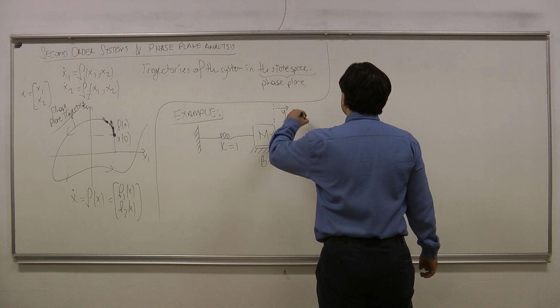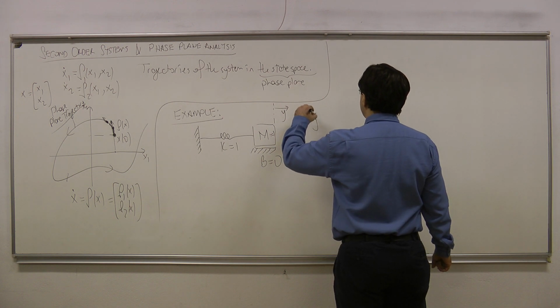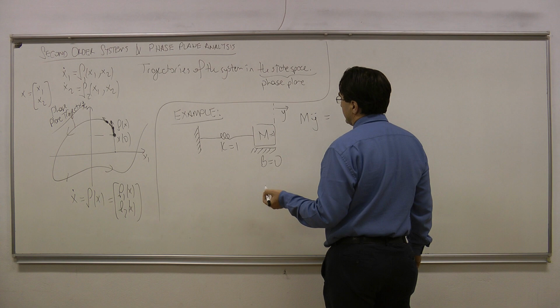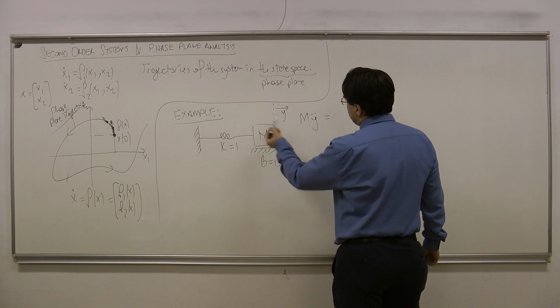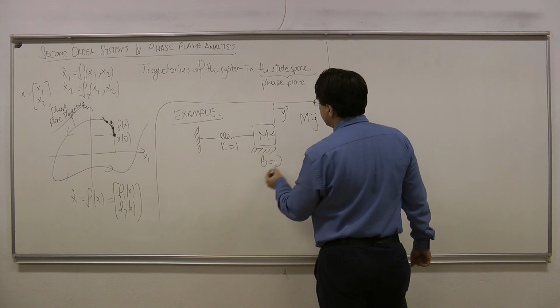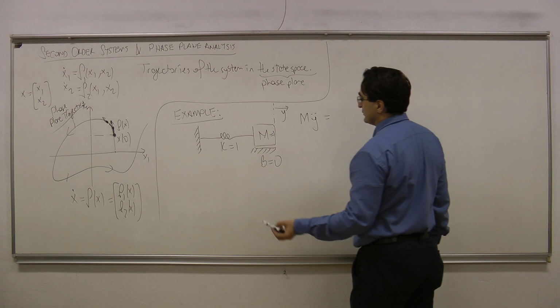So here, let us obtain the mathematical model. Mass times acceleration is going to be equal to the net force applied onto the system. So you see that there is no external force here, but there is only the spring here, and the friction force is zero, because the friction coefficient is zero here.